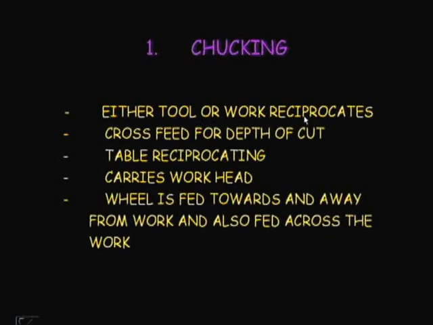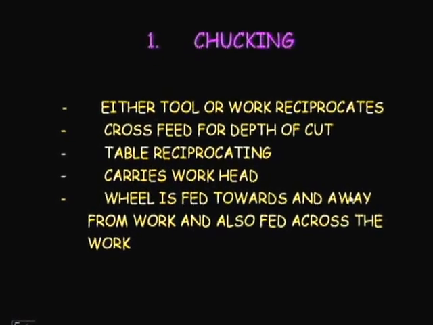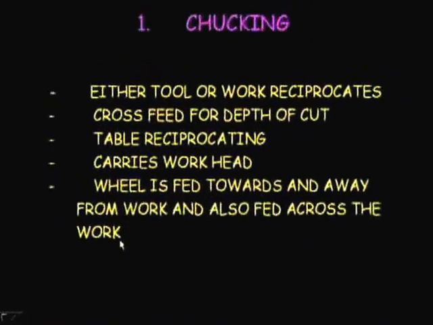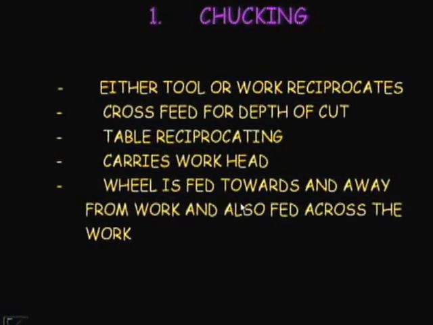When it is chucking type internal grinding, either tool or work reciprocates. In this, tool or work reciprocates, with cross feed for depth of cut. To get the depth of cut we go for cross feed. The table reciprocates, carrying the work head with the chuck. The wheel is fed towards and away from the work and also fed across the work. So the wheel is given two movements, traverse as well as cross. You can see these different figures on internal grinding through the chucking.